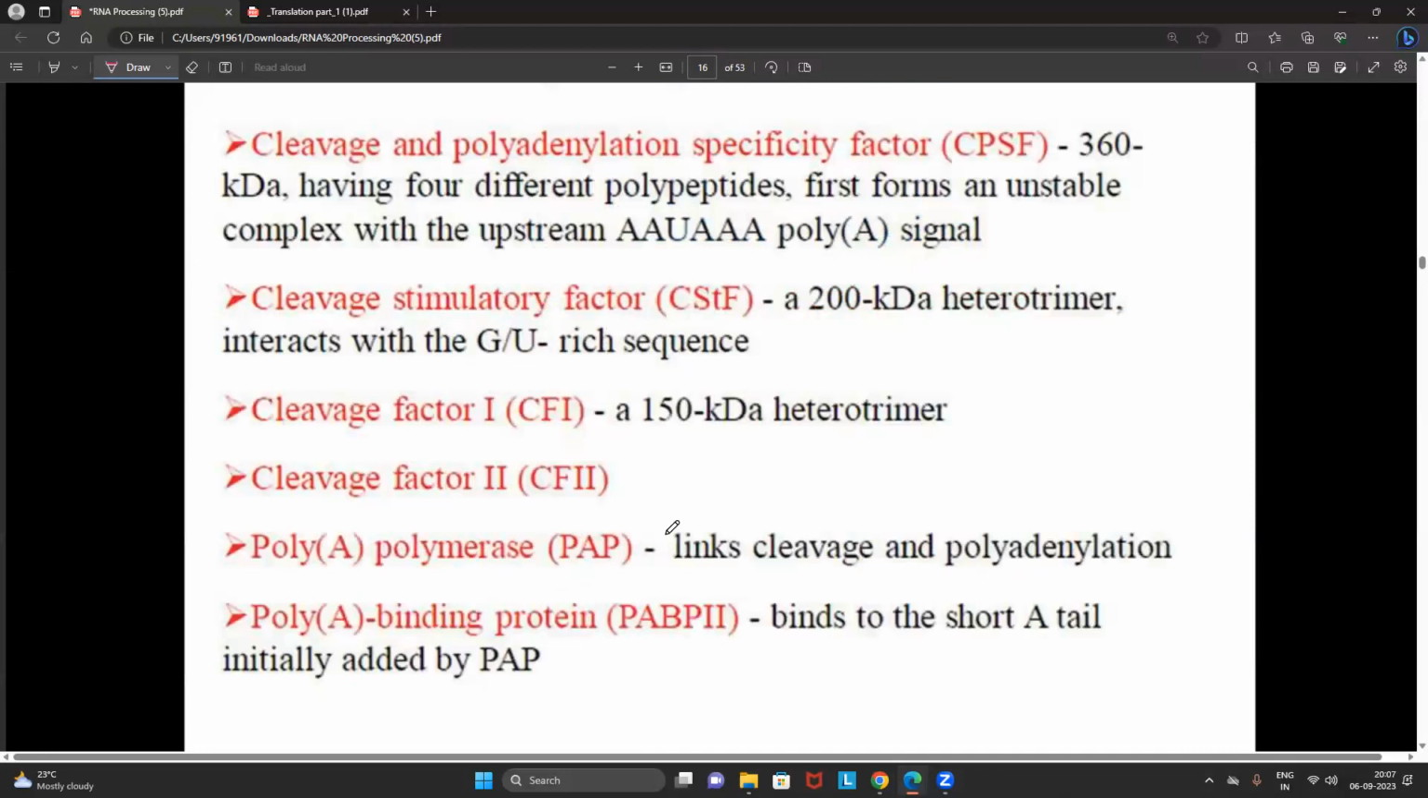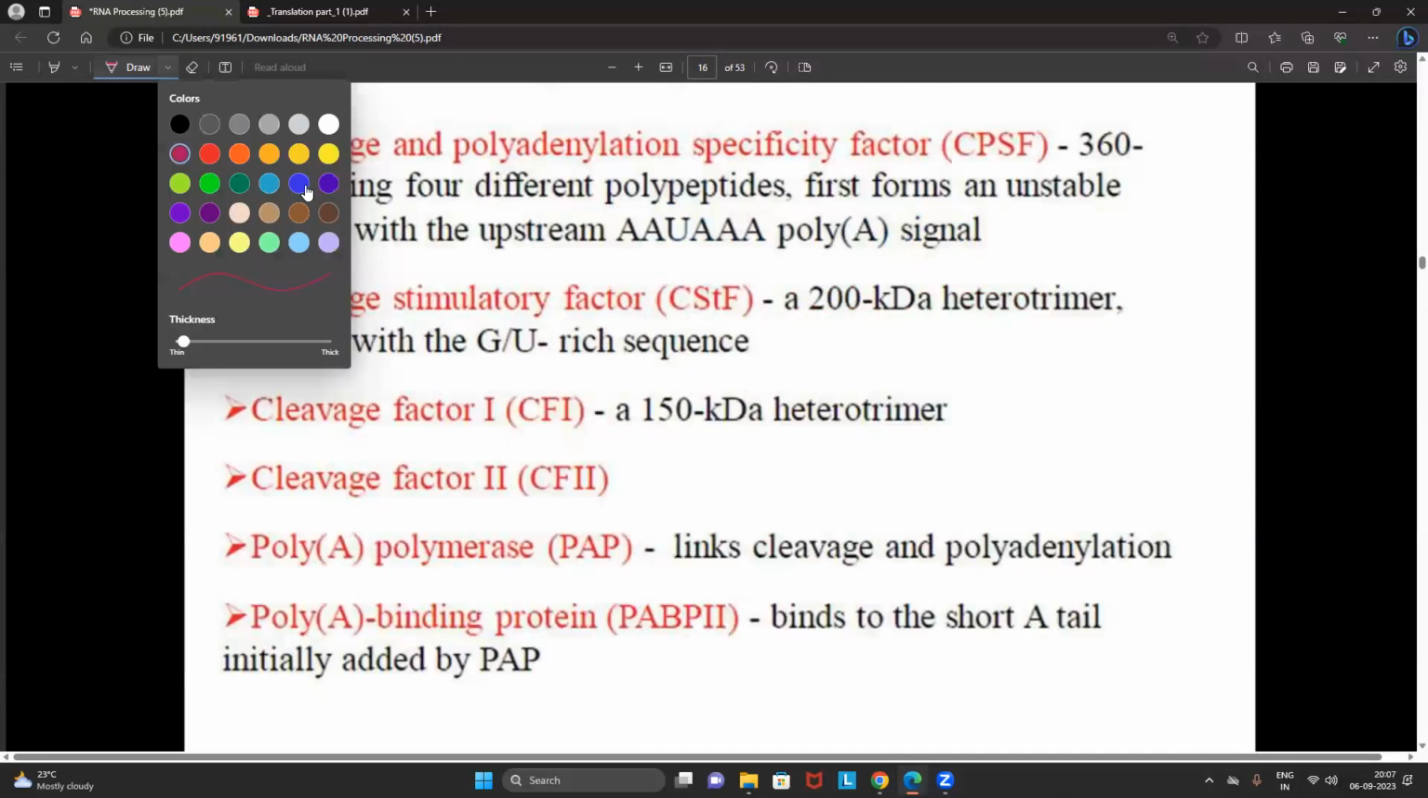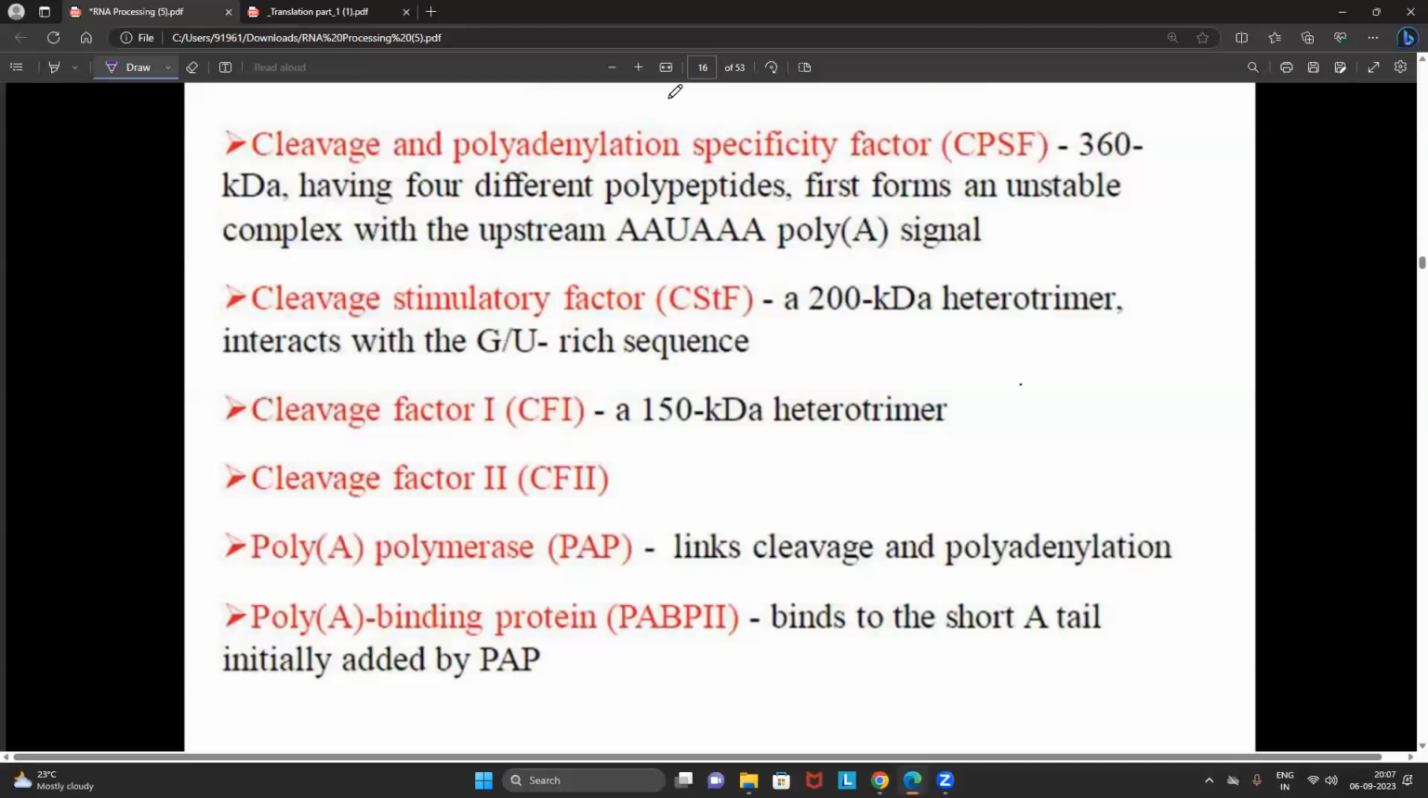Now it's very important, friends. You have to remember the names of the enzymes which are involved here. What are the names of the enzymes? CPSF. I encourage everyone to remember the short names only. Cleavage and polyadenylation specificity factor CPSF, cleavage stimulatory factor CSTF, cleavage factor 1 CF1, cleavage factor 2 CF2, and PAP, poly A polymerase, and PABP2, poly A binding protein 2.